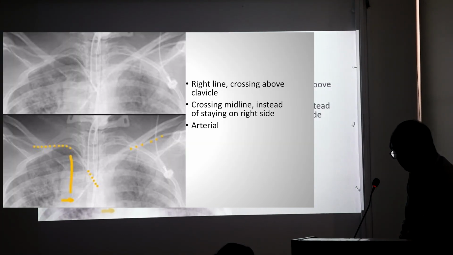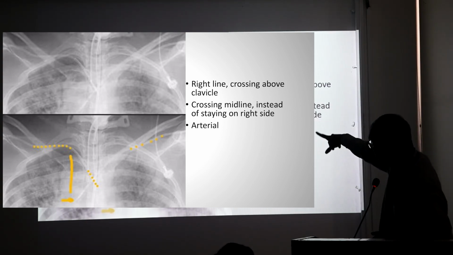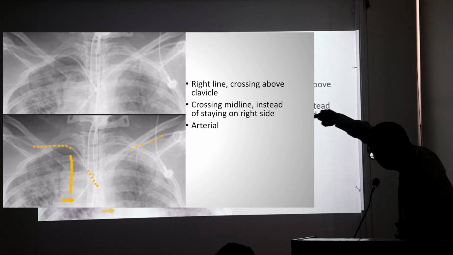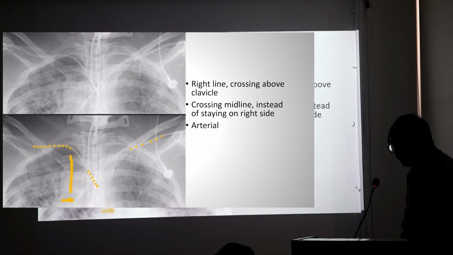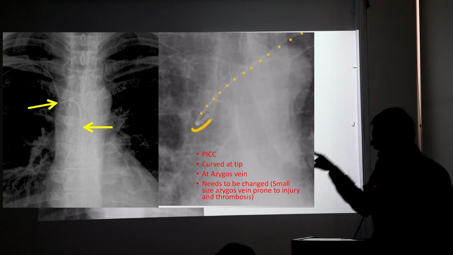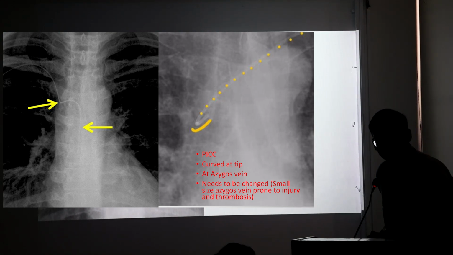So here is another X-ray. We can see on the right side, which line is it? The line on the right side is crossing the midline instead of staying on the right side. So it has entered into the arterial system. So there is no confusion in this picture. So now what is going on? If you see a kink at that level, when you have done a central line, what do you expect?